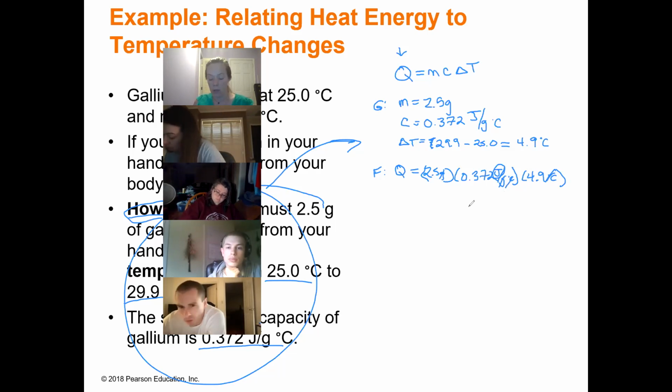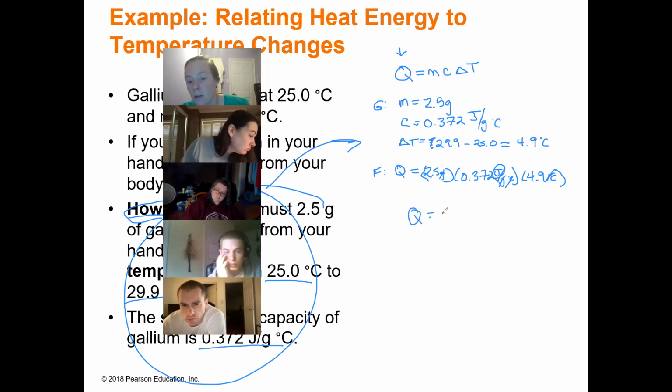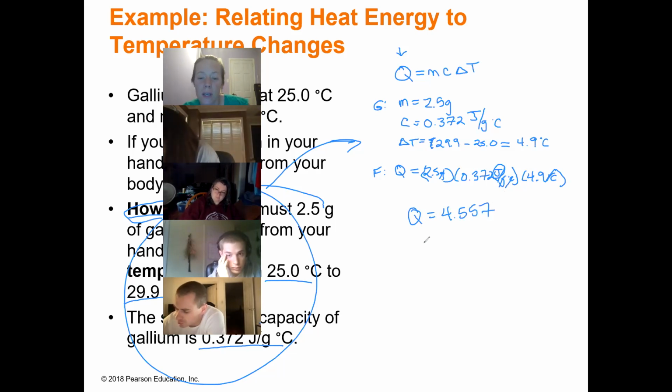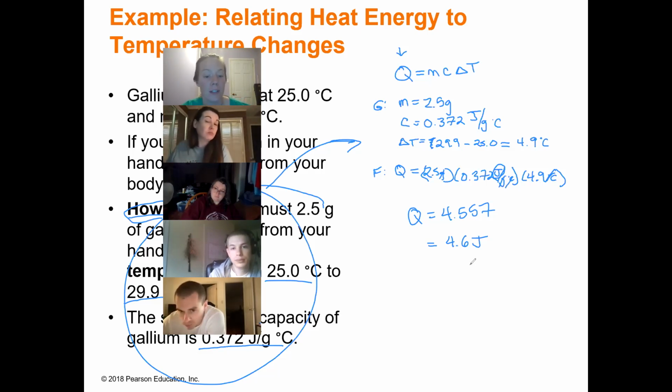So we want a joule value: 2.5 times 0.372 times 4.9. And we get a Q value. Q is equal to 4.557. We have two significant figures, so I'm going to round this to 4.6, and the unit on it is a joule. 4.6 joules of energy to raise this little sample of 2.5 grams of gallium from 25 degrees to 29.9 degrees. So your hand donated 4.6 joules of energy.